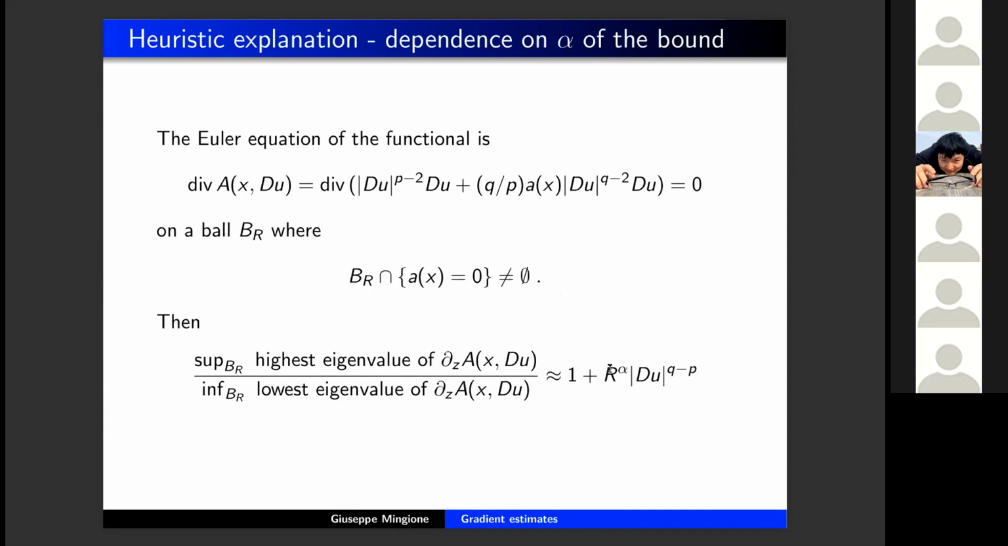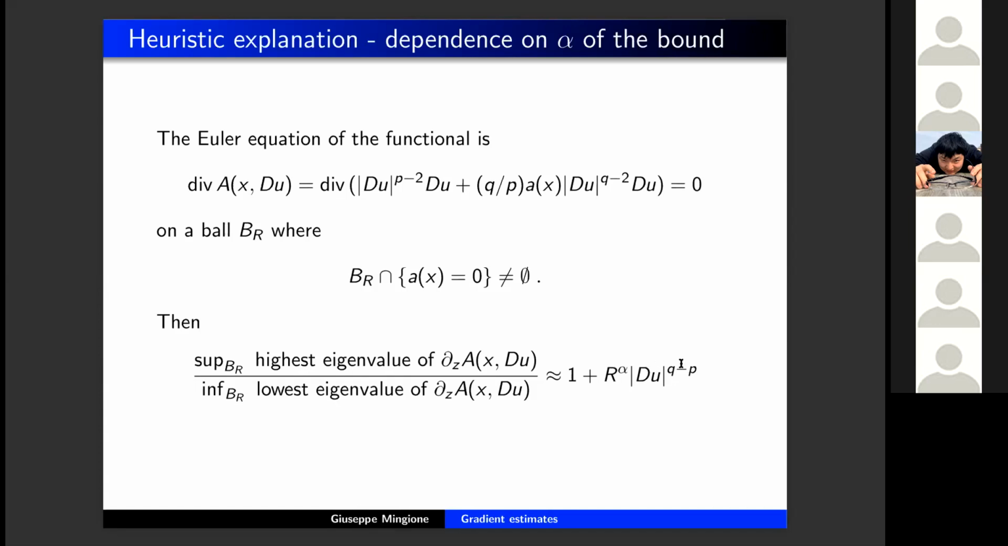But if it's like R to the alpha, then if I take the sup of the highest eigenvalue on the inf of the lowest eigenvalue, then I get a quantity of this type. And then you clearly see a competition here because the distance between q minus p tends to make things bad when the gradient is potentially blowing up, while R to the alpha tends to correct it. And this is very much suggested by the shape of the counterexample, where the a of x tends to keep the energy low, although the gradient is going to be very, very far.